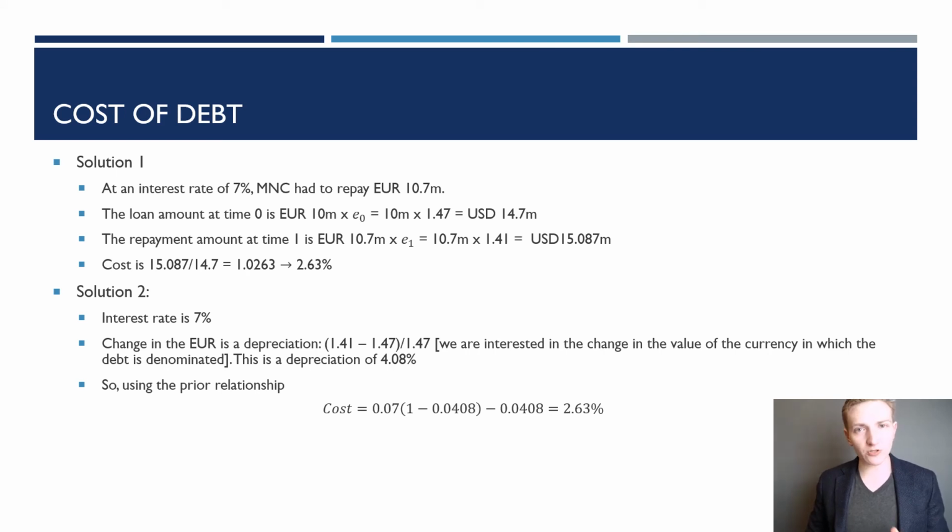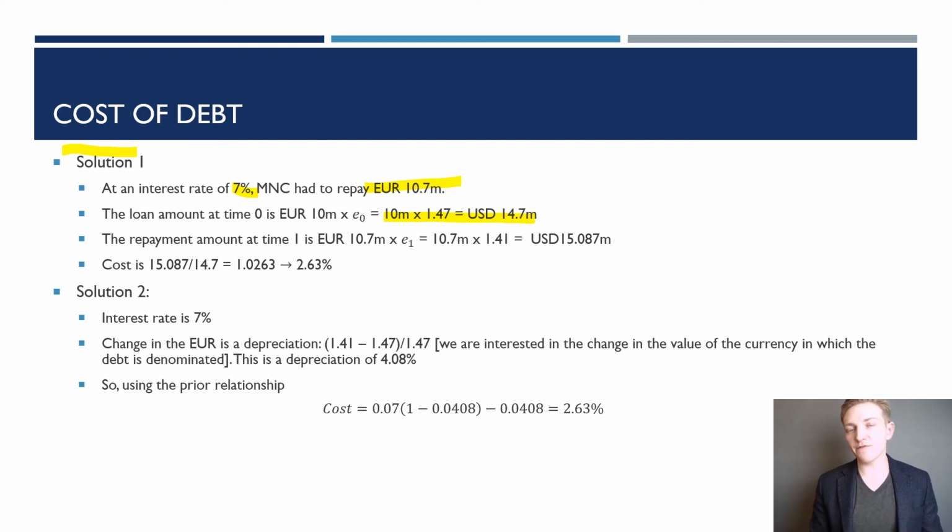Let's look at the first way of getting this. Our interest rate is 7%, so if we borrow 10 million euros, we need to repay 10.7 million euros, i.e., 10 million multiplied by 1.07. In US dollar terms at the very beginning, our 10 million euro loan is 10 multiplied by 1.47, which equals 14.7 million US dollars. That comes from taking the loan amount multiplied by the exchange rate, which gives the US dollar value of our loan.